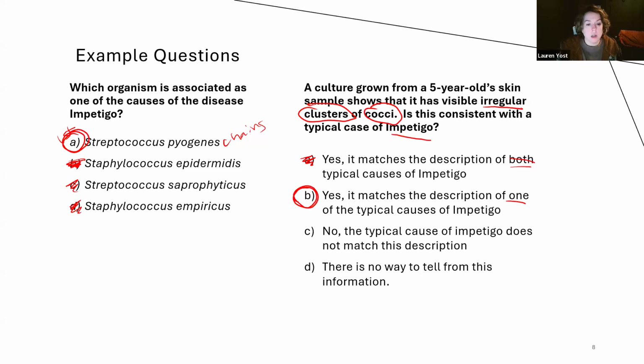Let's look at our other choices. No, the typical cause of impetigo does not match. It does. It matches the Staphylococcus aureus, or there's no way to tell. We can infer it from the name. Just from the name, we know irregular clusters and cocci from Staphylococcus aureus. We should also know, because it's taught in the lecture, that these are both gram-positive organisms, and it's something else you would need to know. So what color would they stain with the gram stain? Purple.